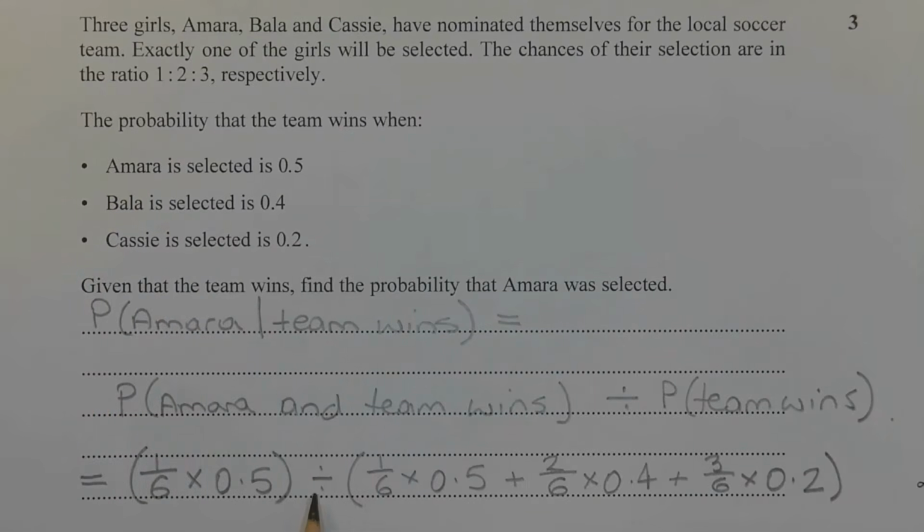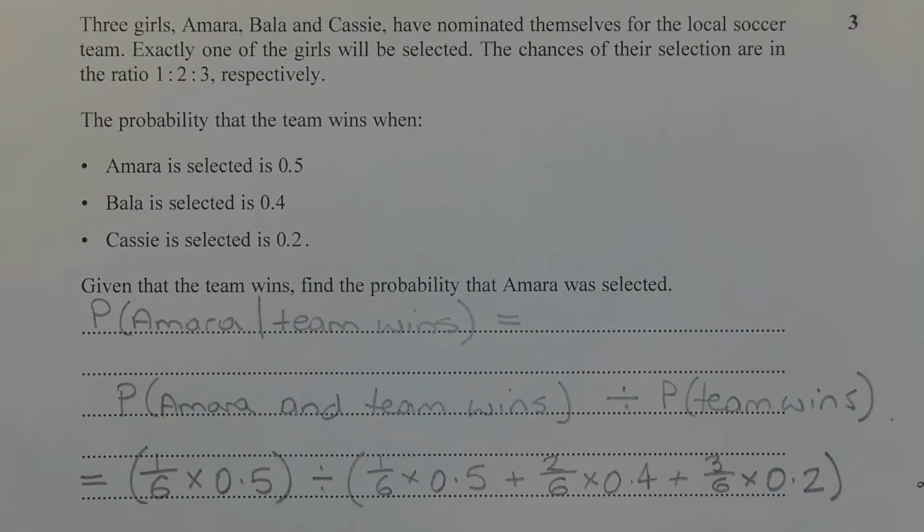And then we divide that by the probability that the team wins regardless of who is selected. So we divide that by 1 over 6 times 0.5. So that's the probability that the team wins and Amara is selected, plus 2 over 6 times 0.4. So that's the probability that the team wins when Bala is selected, plus 3 over 6 times 0.2. And that's the probability that Cassie is selected and the team wins.